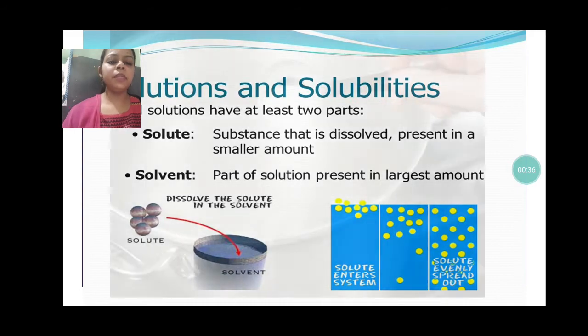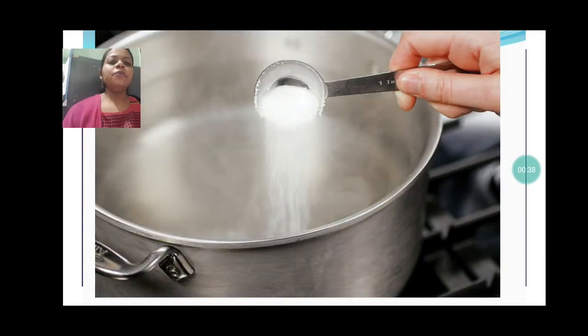Okay, very common example we are going to discuss. We have seen adding a pinch of salt or a spoon of salt into the water. We have seen the mixing of sugar into the water. We have also seen mixing the rasna powder into the water, Glucon-D into the water, Tang into the water, and so on. So after some time we see that they are completely dissolved and ready to drink.